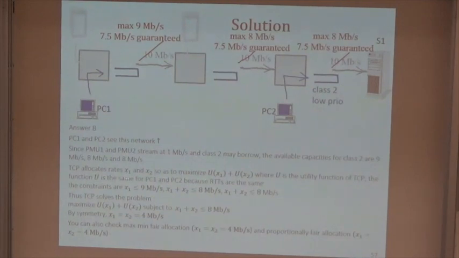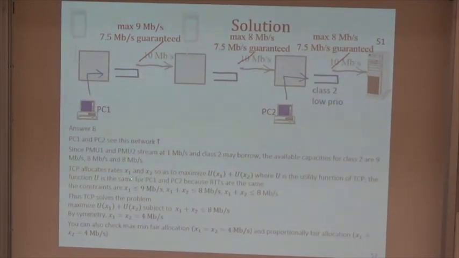And we see that out of those 3 constraints, the first 2 ones are redundant. If this is true, the first 2 are certainly true as well. So in fact, the limiting factor, the bottleneck, there is a single bottleneck, and it is this one. So it is as if PC1 and PC2 were limited by a link at 8 megabit per second.